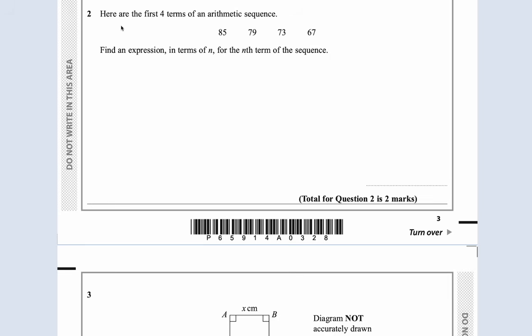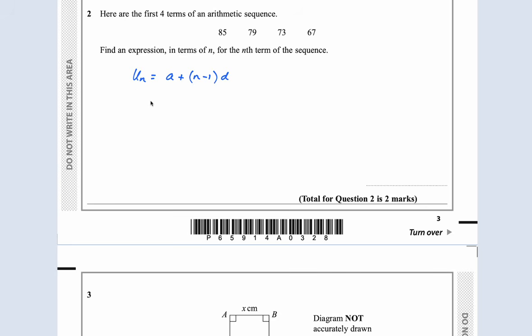Question 2. Here are the first four terms of an arithmetic sequence. Find an expression in terms of n for the nth term of the sequence. Okay, the nth term of the sequence, u of n, is equal to a plus n minus 1 d. This actually isn't in the formula booklet, guys. This is the formula in the formula booklet, and this is the formula that's not in the formula booklet, but it's the formula for the nth term.